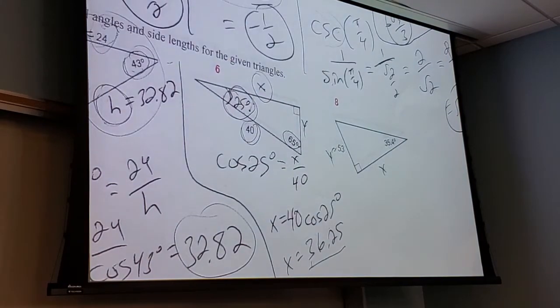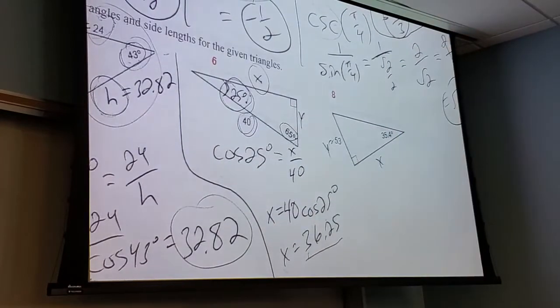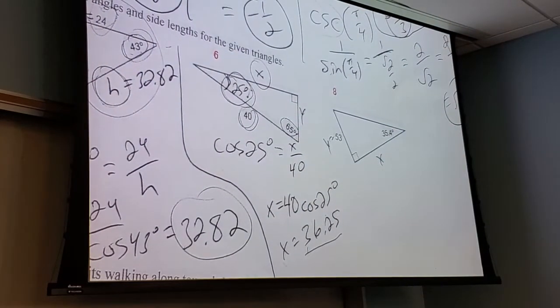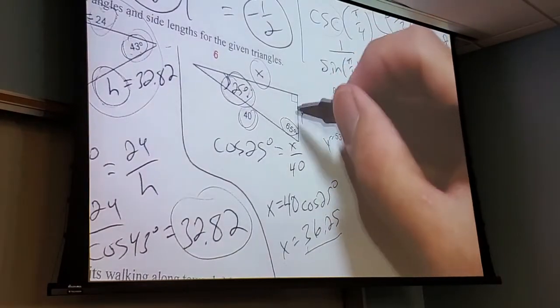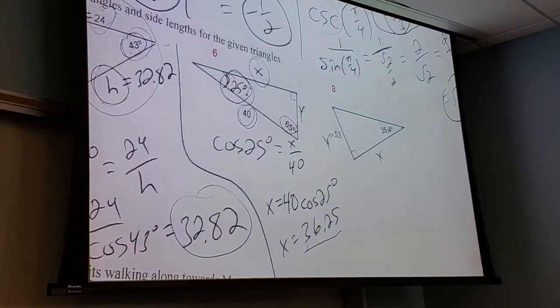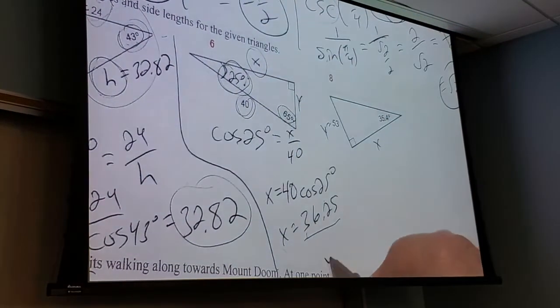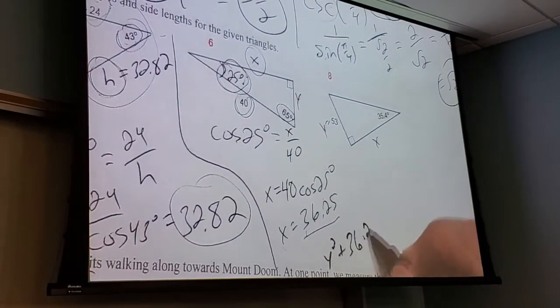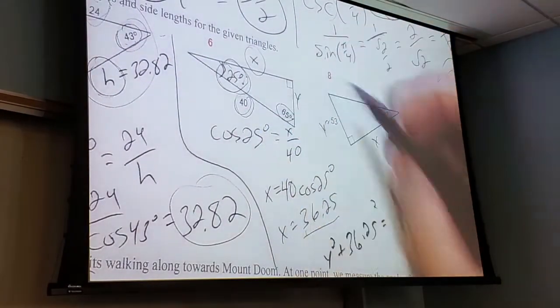So basically the same thing we were just talking about. What could I do to figure out y? Two different things you could do. Pythagorean theorem, yeah, I could definitely use that. I've got two sides. Anytime you have two sides of a right triangle, Pythagorean theorem gets you the third side. Or you could use sine to figure out y. So you would do y squared plus 36.25 squared equals 40 squared.